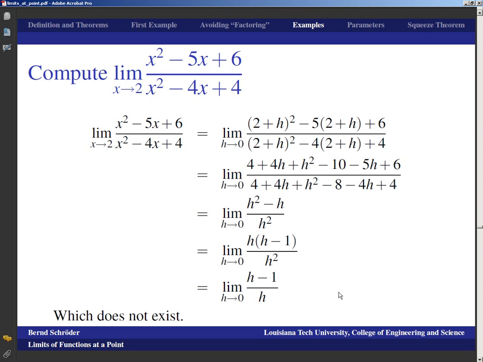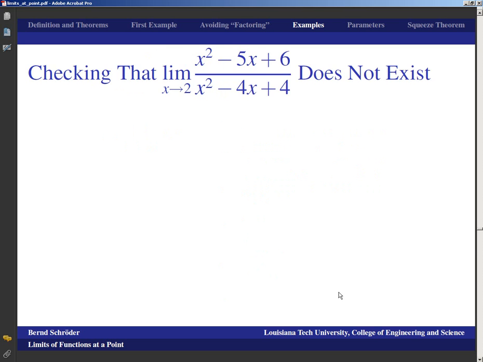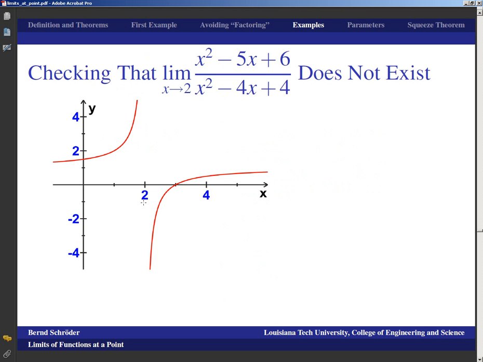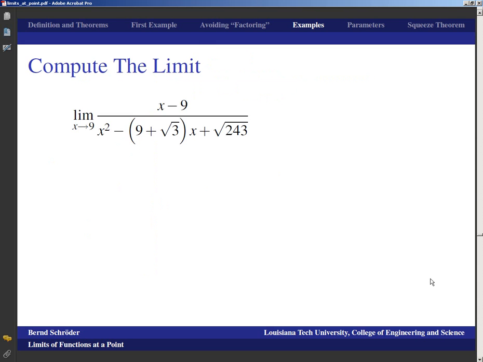And that's a problem, because that limit does not exist. And that is a valid answer in a limit computation. Some limits do not exist, and if we look at this graphically, the graph of the function has a singularity at x equals 2. So there is a vertical tangent line there, and that is a typical situation in which a limit does not exist.